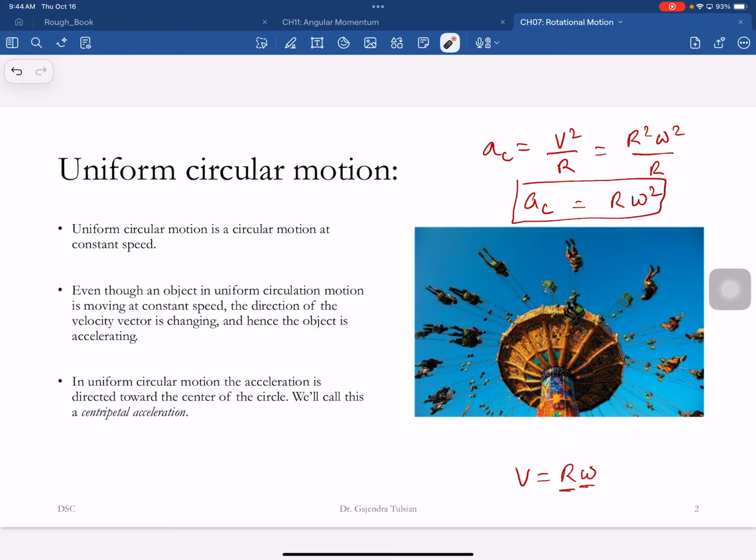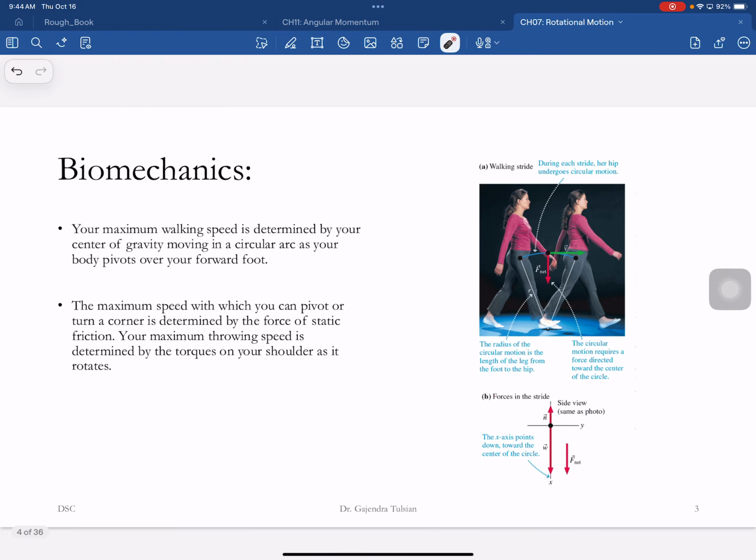All right, so these people got gypped. They're all going in a circle. You need a centripetal force, and this cable is what is providing the centripetal force. That cable had better not break, because if the cable breaks, you go flying straight. So in uniform circular motion, the acceleration is directed toward the center of the circle. We call it the centripetal acceleration, for obvious reason, because the acceleration is pointing towards the center.